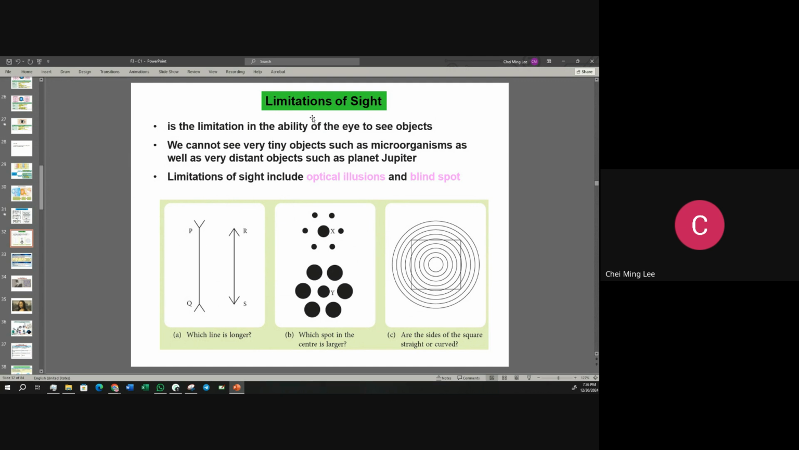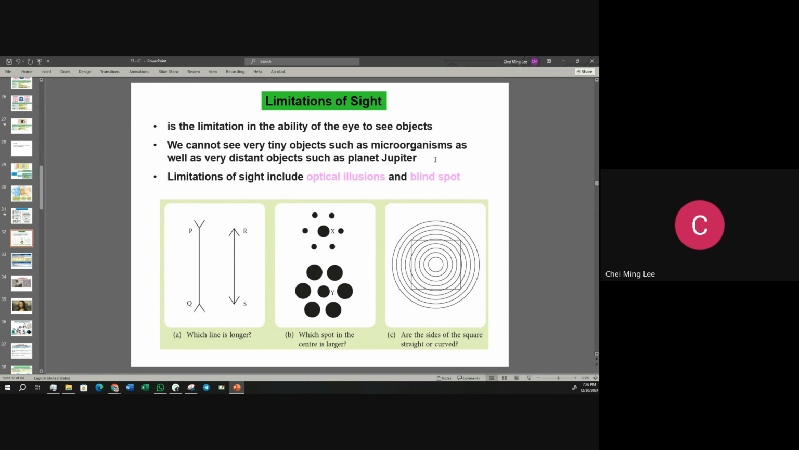Okay, so let's see the limitation of sight. The limitation is the limitation in the ability of the eyes to see objects. For example, we cannot see very tiny objects like microorganisms, as well as very distant objects such as the planet Jupiter. We can't see a very small one, a very big one, or one very far away.